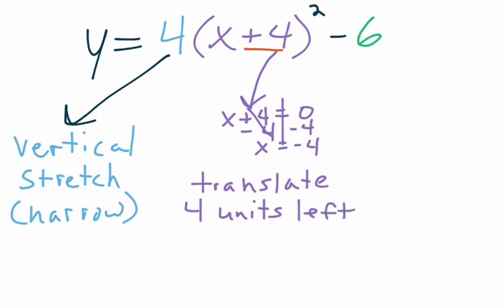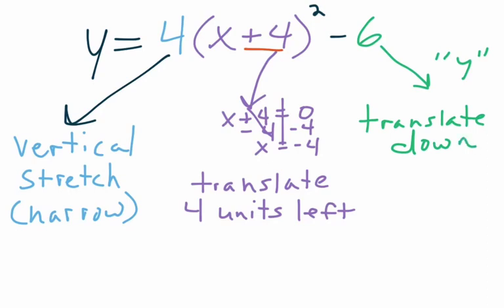All right, and then finally, let's look at the -6 right over here. The -6 is the k value, and it is a negative here. We don't have to do a lot of math. It's negative. This is like our y value, and basically we're saying it's negative, so it's going to go down 6 units. So this is going to translate down 6 units.